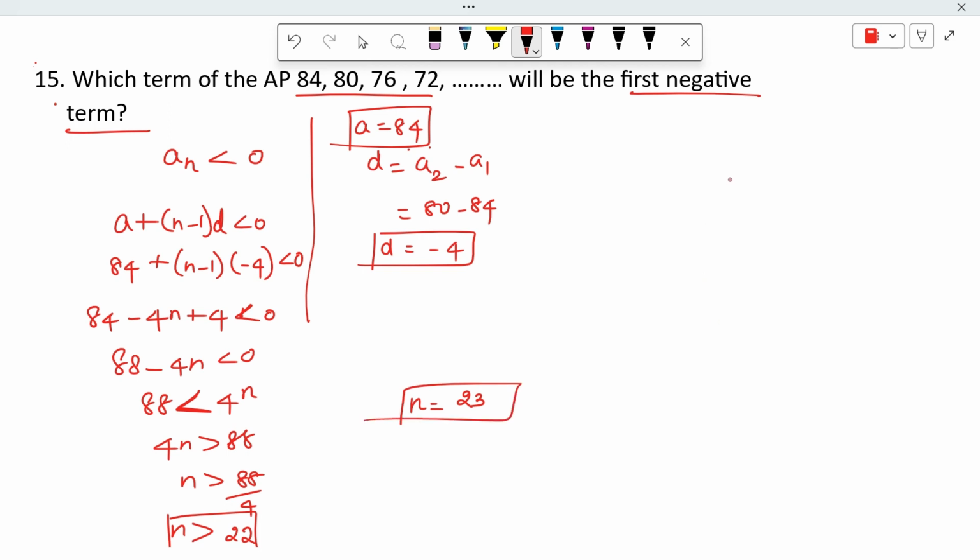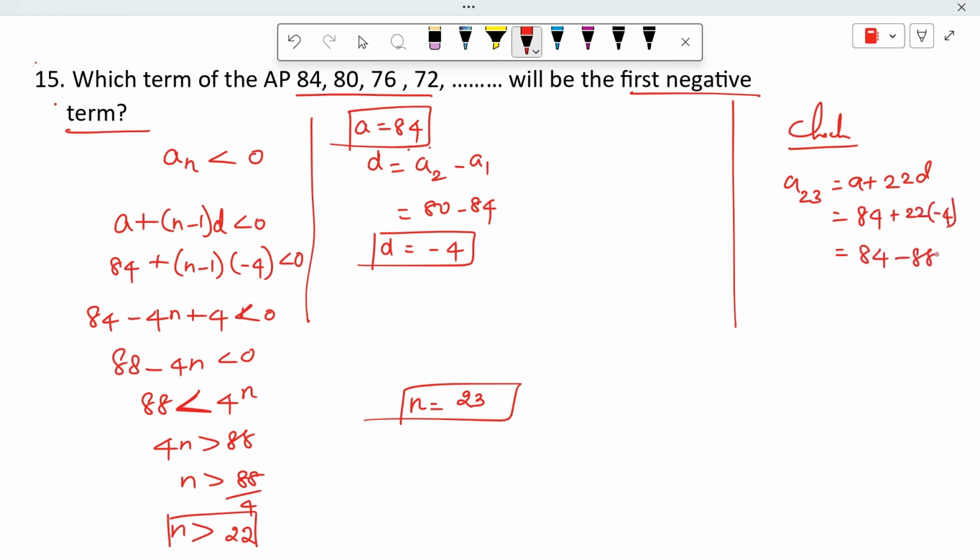Can we check that? So checking. a23 is equal to a plus 22d. So a is 84 plus 22 into minus 4. So it is minus 4, right? So the 23rd term is going to be the first negative term. So whenever they are asking the question as first negative term, you need to write an less than 0.